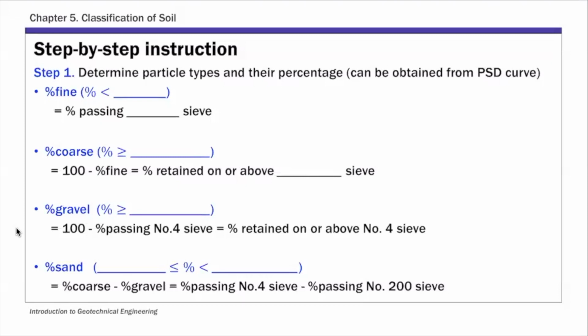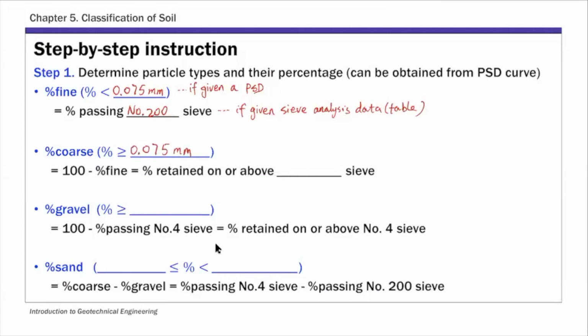We have homework problems or examples for both types. The percentage of fines is the percent smaller than 0.075 millimeter. If you're given a PSD curve, you can get the percentage finer than 0.075 millimeter from the curve. If you're given the raw sieve analysis data, the percentage of fines is the percentage passing the number 200 sieve. The percentage of coarse is the percentage larger than 0.075, which is the percentage of soil retained on or above the number 200 sieve.